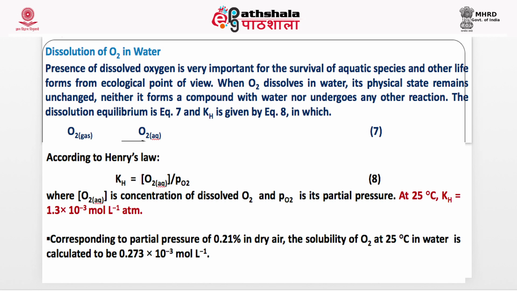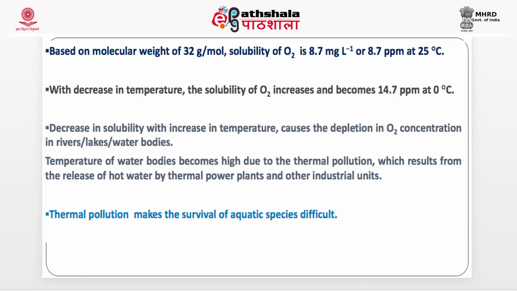Corresponding to a partial pressure of 0.21 in dry air, the solubility of O2 at this temperature is calculated to be this, mole per liter. This can be converted into gram also, based on a molecular weight of 32 gram per mole. The solubility of oxygen in milligram per liter is this, and milligram per liter is equal to ppm, 8.7 ppm. So in water at a room temperature of 25 degrees Celsius you can expect the solubility to be 8.7 ppm or 8.7 milligram per liter. With a decrease in temperature, solubility increases and becomes 14.7 ppm at 0 degrees Celsius.